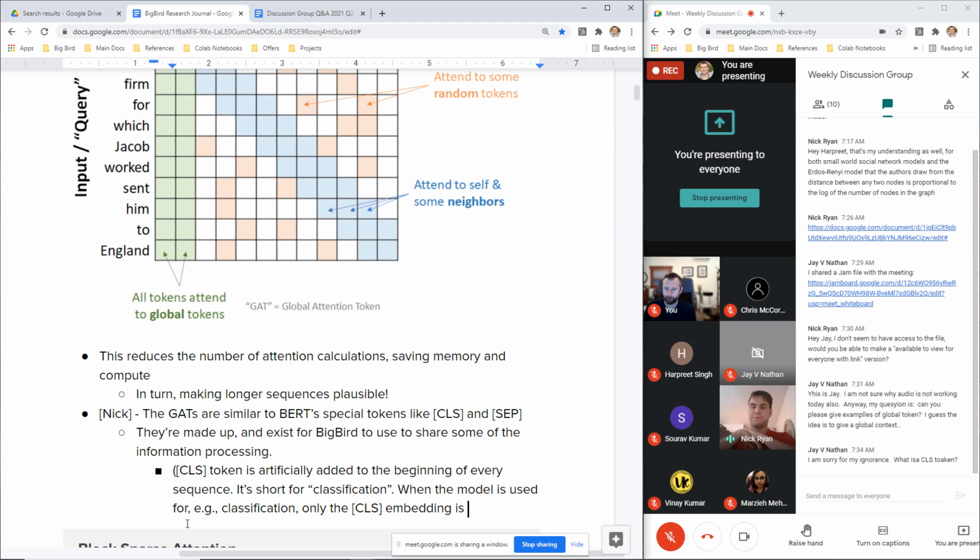It's just used for things like classification and as a shorthand for the vector. Nice. Thanks, Nick.